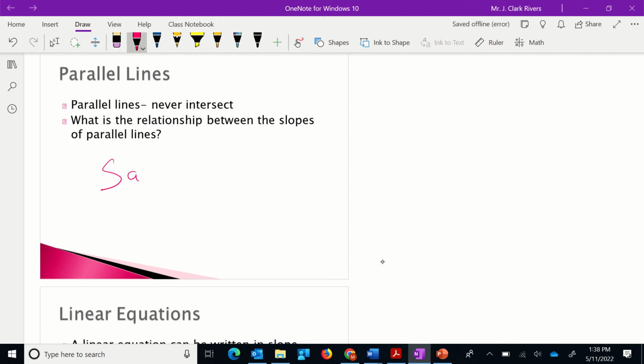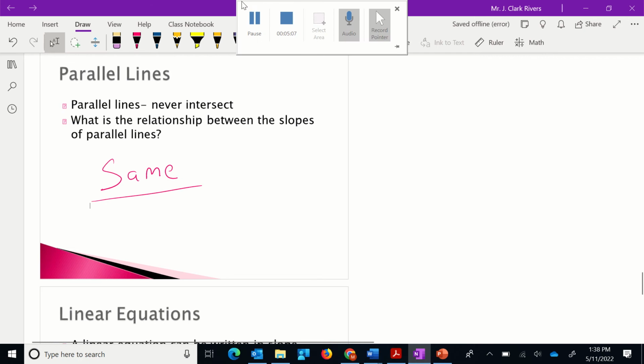They are the same. This is the new information today, so if you've checked out, check back in right now. Parallel lines are the same. They never touch, they never cross, but they have the same slope. Same slope. There you go.